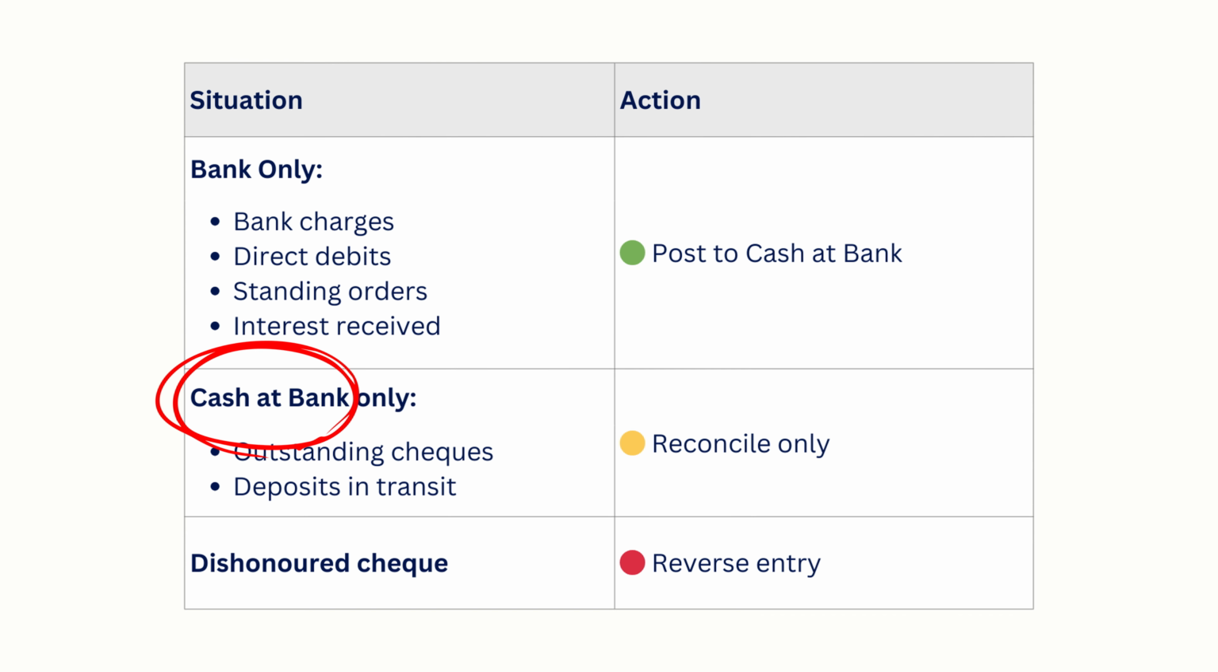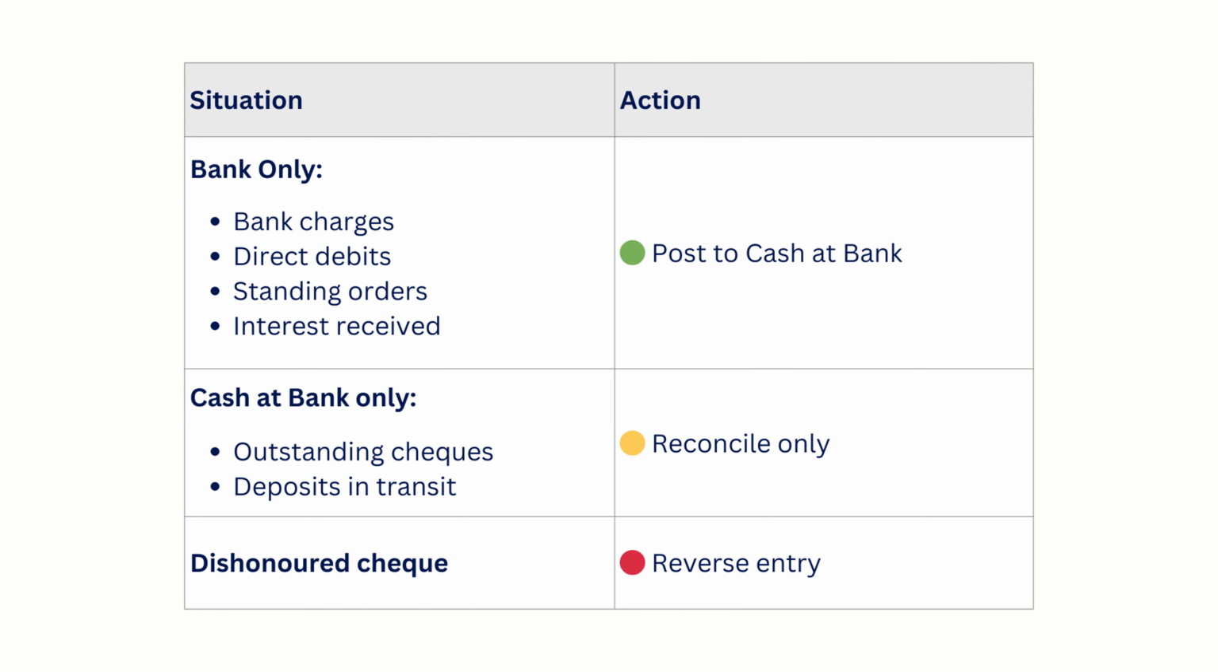If a transaction appears in our cash at bank account but does not yet appear on the bank statement, this is usually a timing difference. We have already recorded the transaction correctly, but the bank has not processed it yet. In this case, we do not post anything further to the cash book. Instead, we explain the difference in the bank reconciliation statement. Examples are outstanding cheques and deposits in transit.